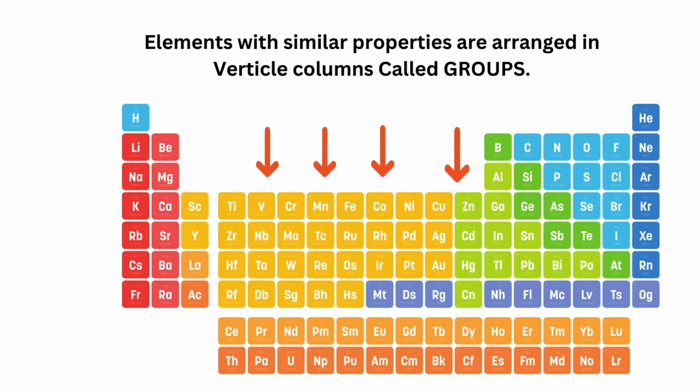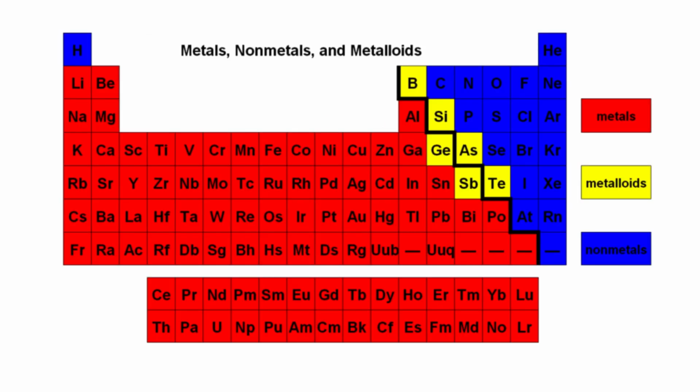Elements with similar properties are arranged in vertical columns called groups. So the vertical columns of the periodic table are called groups. The zigzag line at the right hand side, shown in blue color, separates the metals, nonmetals and metalloids.